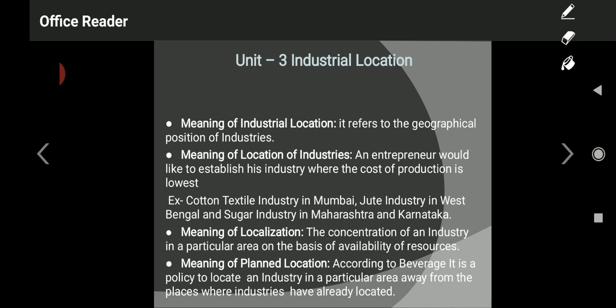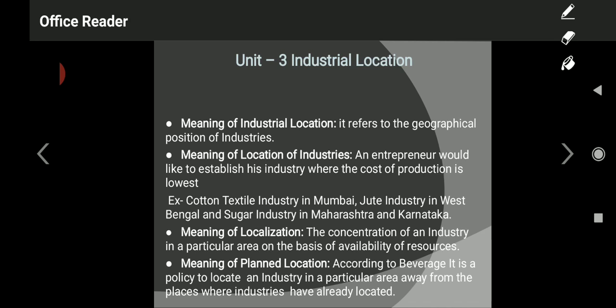Very interesting. There is no same answer for both the questions here. Industrial location is different and meaning of location of industries is completely different. Here, location of industries is nothing but an entrepreneur would like to establish his industry where the cost of production is lowest. Try to understand. Location of industry, in the sense, if you are going to start an industrial unit, where are you going to start the unit?